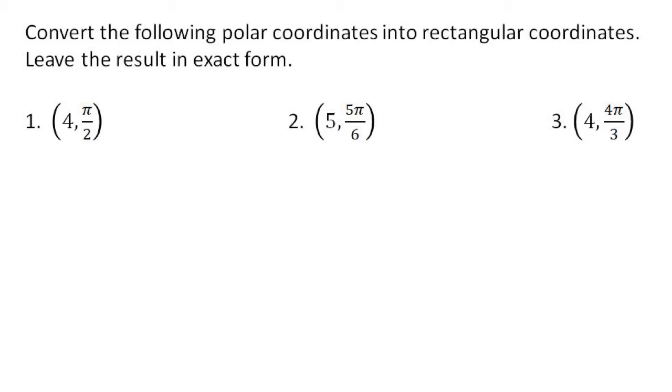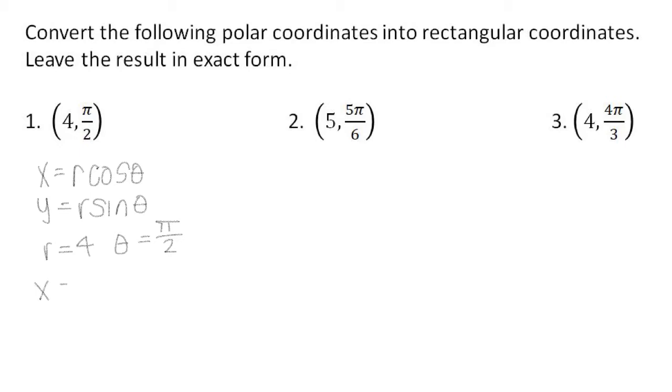For this set of problems, we need to convert polar coordinates into rectangular coordinates. In the earlier slide, we developed the formula x equals r cosine of theta, and we saw that y equals r sine of theta. Based on what we're given, r is going to be 4 and theta is going to be pi over 2. So we are just going to do some substitutions here.